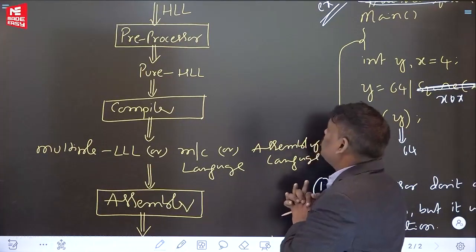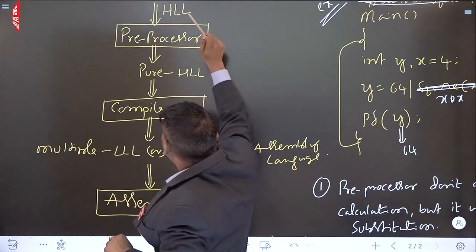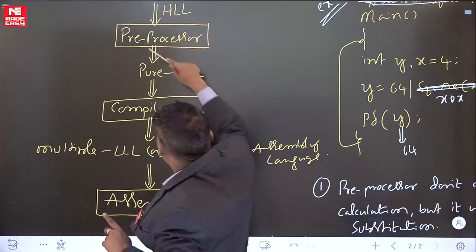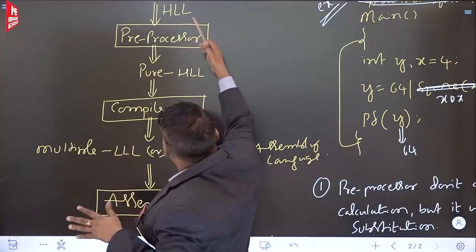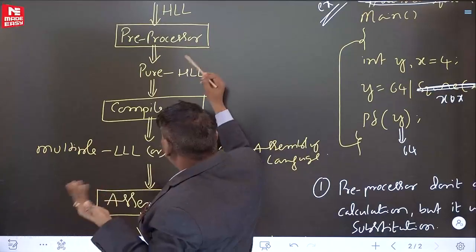You said compile on that program. What is the first step? Program means a high level language program you have. You say compile. First, what will happen? Pre-processing will happen. Pre-processing is over. All shortcuts are over. Now you got the pure high level language. That is input to the compiler.